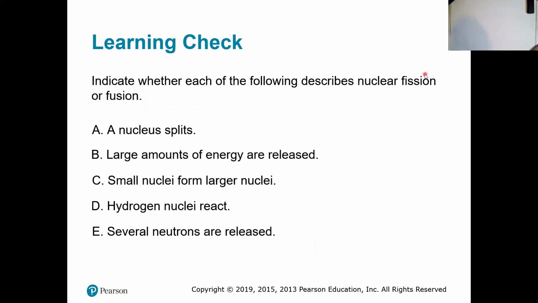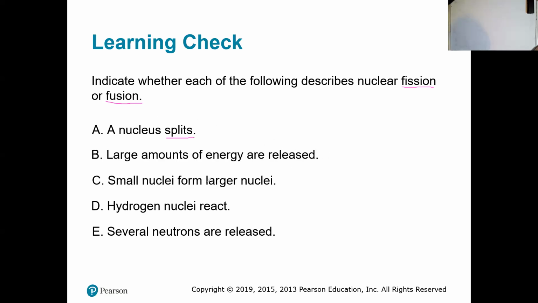Right? So if we want to look at some of the differences between these, we just want to be able to read each of these statements and indicate whether it's a fission description, a fusion description, or both. When we have a nucleus that splits, that word right there, when we see that word split, we're going to immediately associate that with fission. This one says large amounts of energy are released. This is going to be true for both fission and fusion.